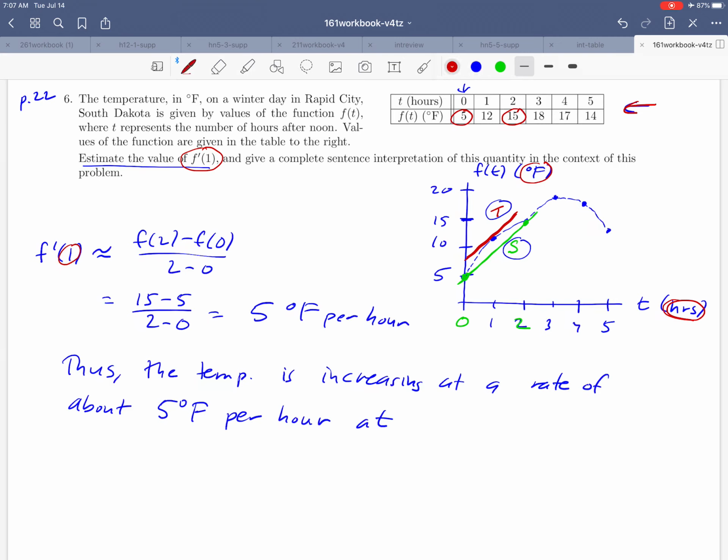And notice that in the problem they said t represents the number of hours after noon. So t equals 1 would actually represent 1 p.m. So we could put a clock time to it and say that that's the rate of temperature increase at 1 p.m.